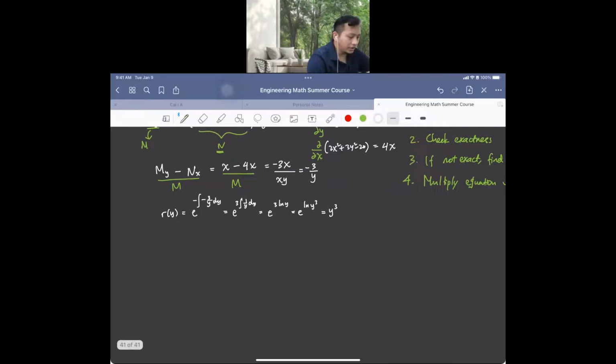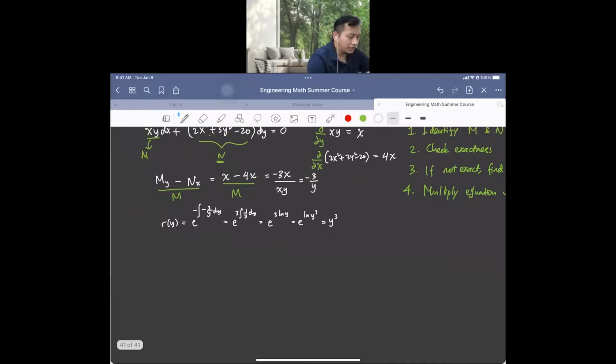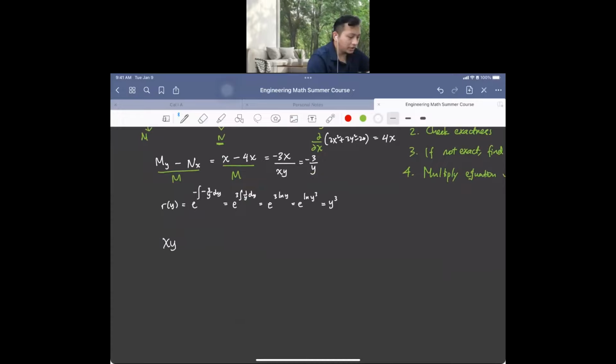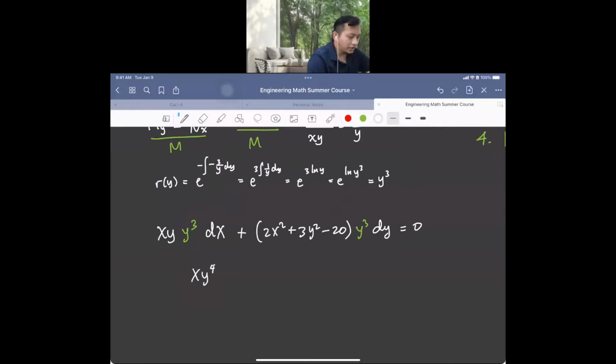So next we need to multiply everything with y cubed. xy multiplied with y cubed, dx, and then plus, let me write one by one, y cubed, and then dy. Now let's multiply as usual: xy to the power 4 plus 2x squared y cubed plus 3y to the power 5 minus 20y cubed dy.